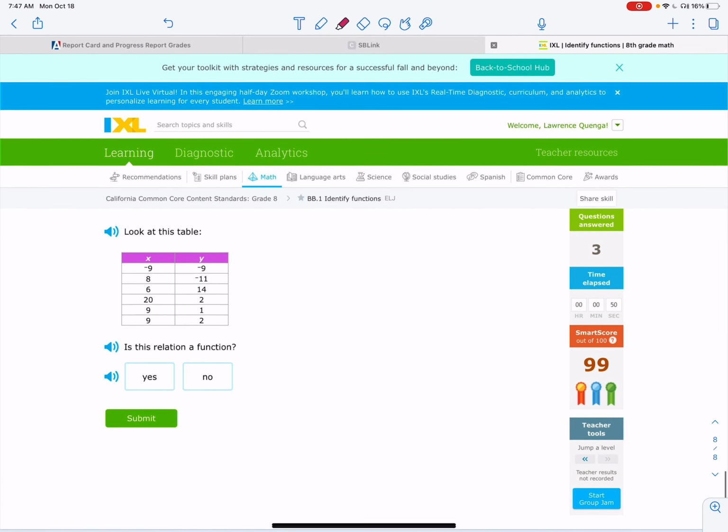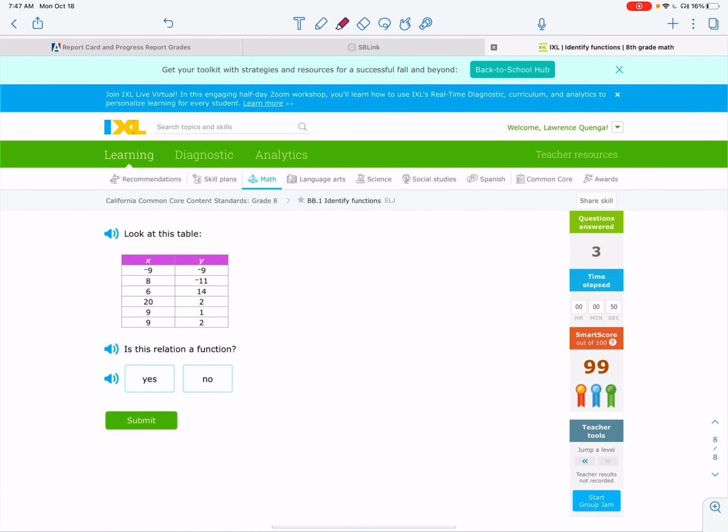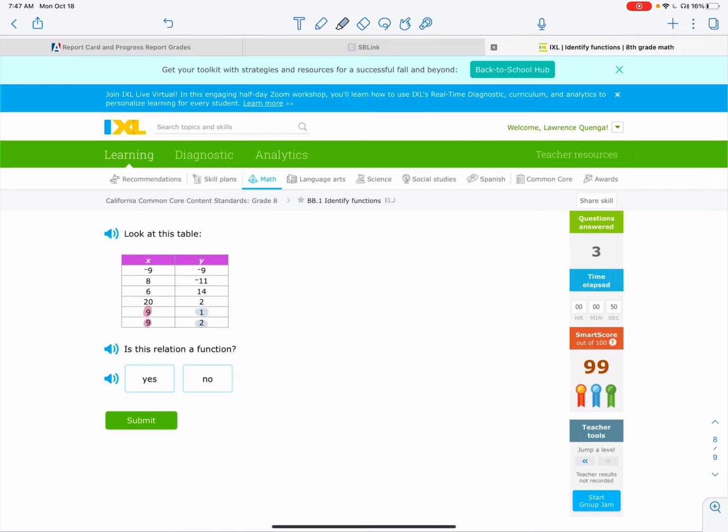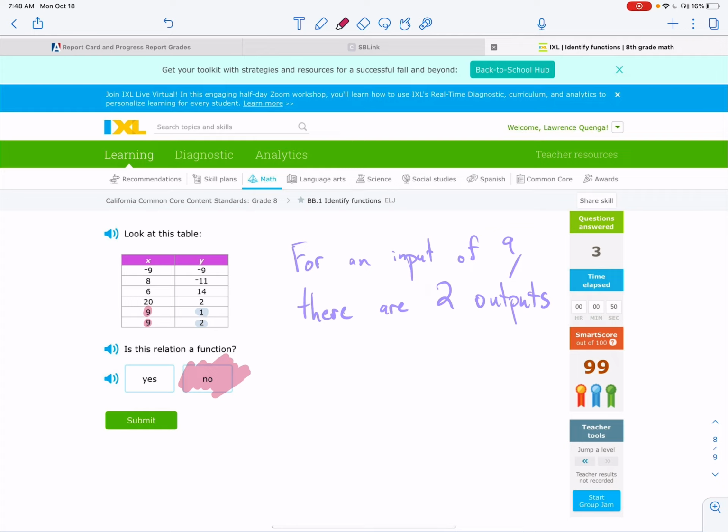And the last one. We have an x value that does repeat itself. Are these y values the same? No. For an input of 9, there are two outputs. And two outputs is not exactly 1. Remember, for every input, there is exactly 1 output. So this one is not a function. And that is how you identify functions.